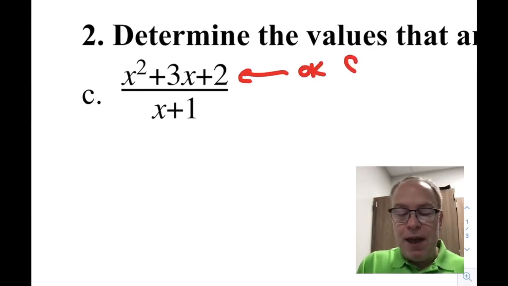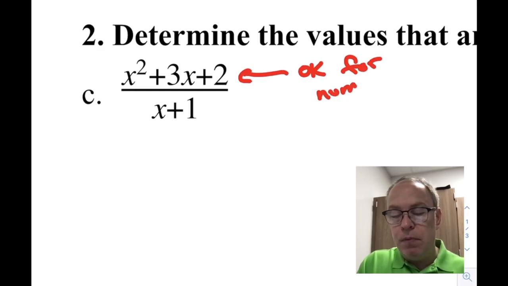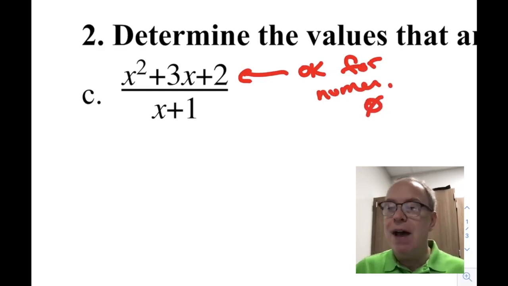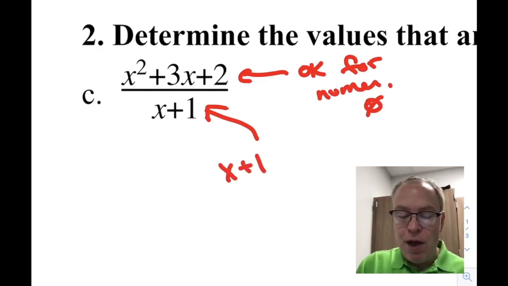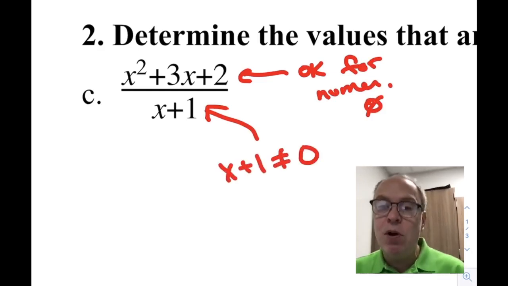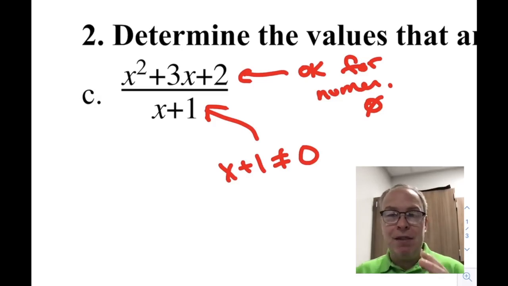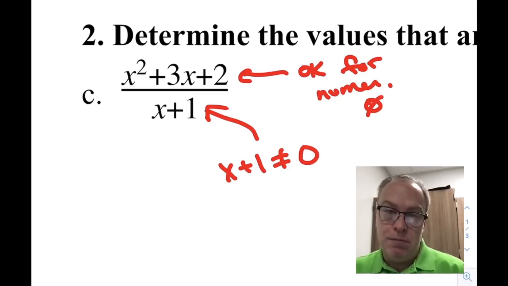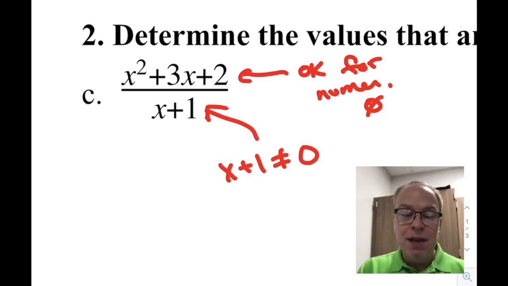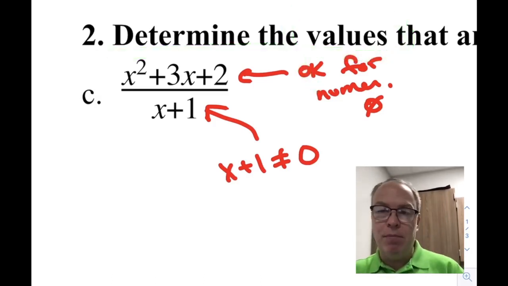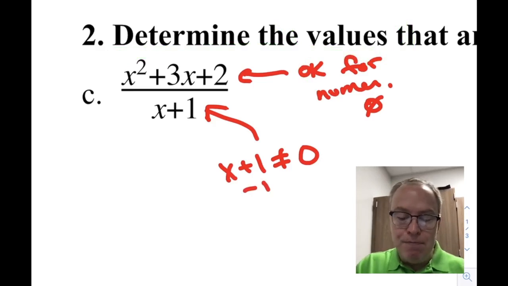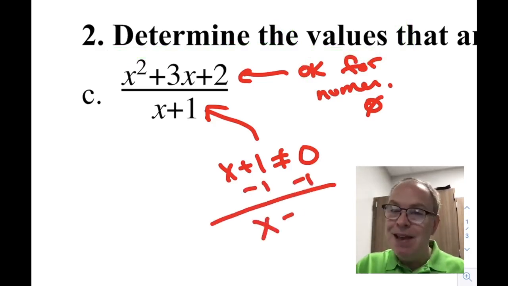This is okay for the numerator to be 0. That's fine. But this expression, x plus 1, is not allowed to be 0 because that would cause a divide by 0 error. And in math, that is forbidden. So we're not allowed to have the denominator 0. So the question is, determine what values might create this problem. Well, that's pretty easy. We just minus 1 on both sides. We get x is not allowed to be negative 1.